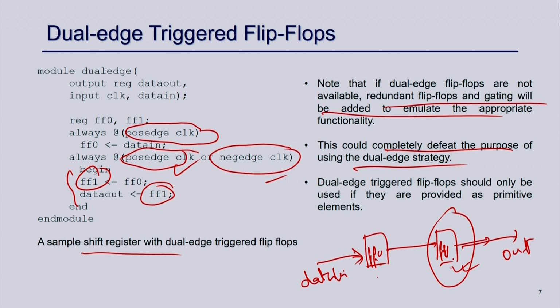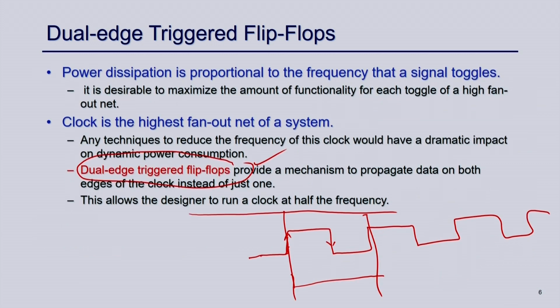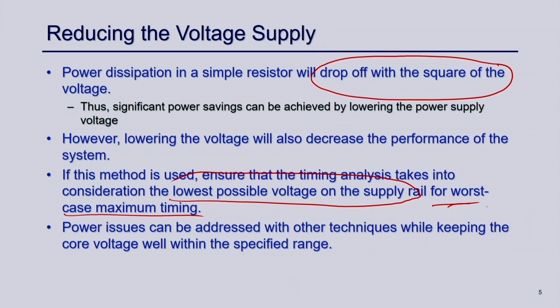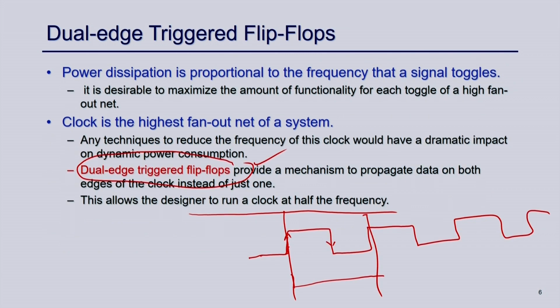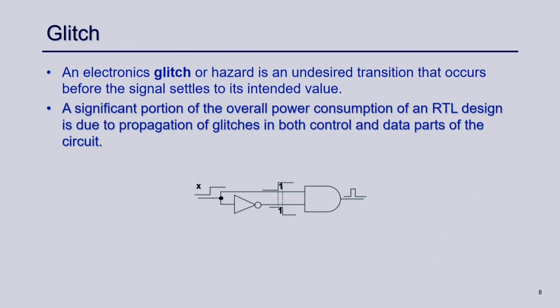Okay. So, this is another technique. We have learned clock gating, we have learned reducing voltage supply, then we have learned dual edge triggered flip flop concepts. Okay. Now we will move on to another concept called glitch. That also consumes a lot of power, right. So, what is a glitch? It is basically a hazard or undesired transitions of the circuit, right, before the signal settles to the actually intended value.